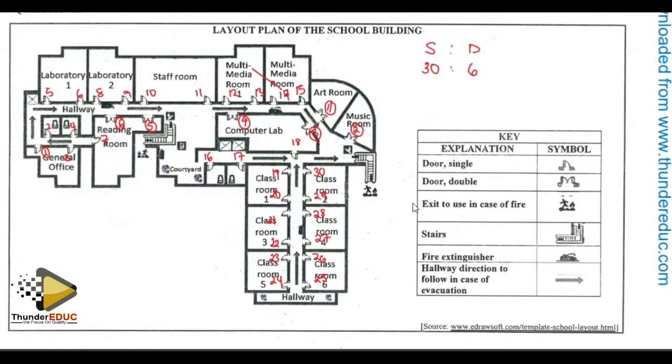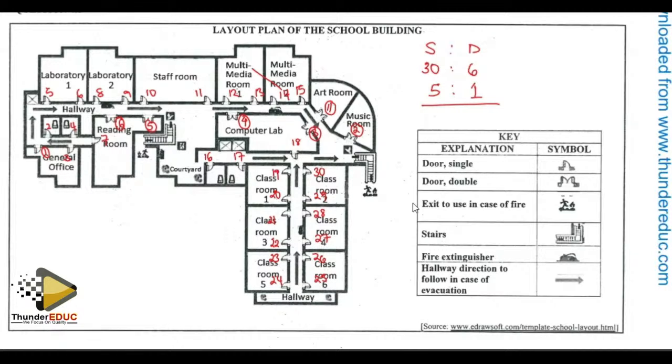So in simplified form, this will be 1, 5 is to 1. That's a simplified form. 5 is to 1. If there are 5 single doors, we have 1 double door. That's what it simply means. The double doors, you see them there on music rooms, whereby it might accommodate a lot of people. Art room also could accommodate a lot of people.